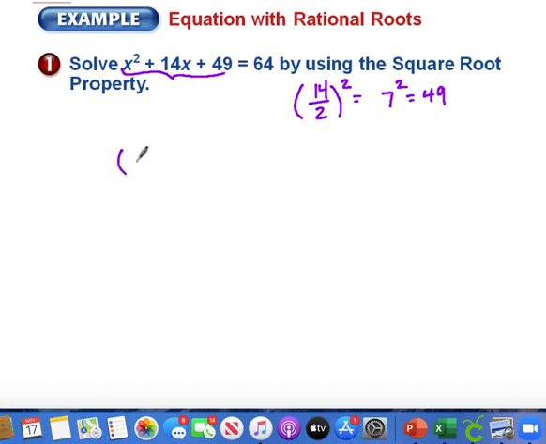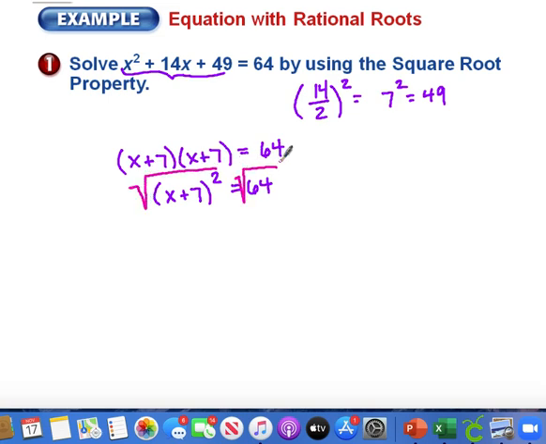So when I factor that, that's going to factor into x plus 7, and x plus 7 is equal to 64. Or x plus 7 squared equals 64, so that it is written in perfect square form. Once I have it in perfect square form, I can square root both sides by the square root property. And that's going to give me x plus 7 is equal to positive or negative, and the square root of 64 is 8. And then I have to finish by isolation.